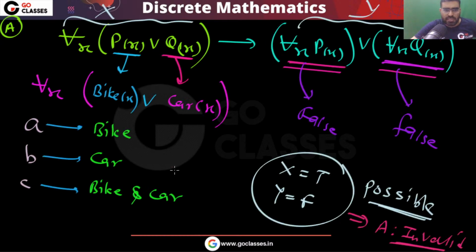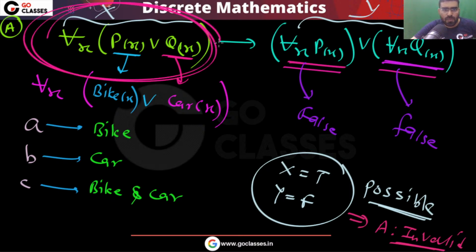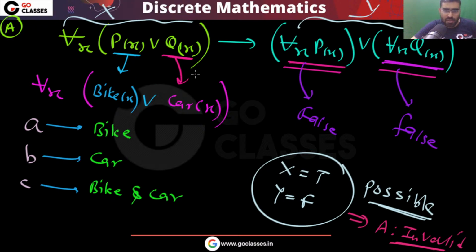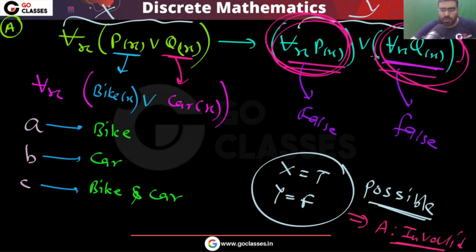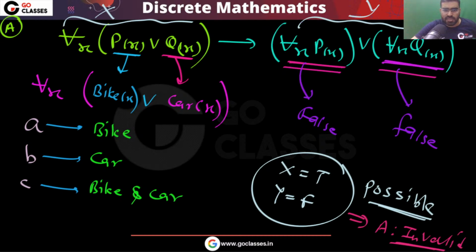As you can see in this example, person A has a bike, does not have a car. B has a car, does not have a bike. C has a bike and a car. Now you can easily see that X will be true because everyone has at least one of them. But this will be false because B does not have a bike, and this will be false because A does not have a car. So finally, this is false.